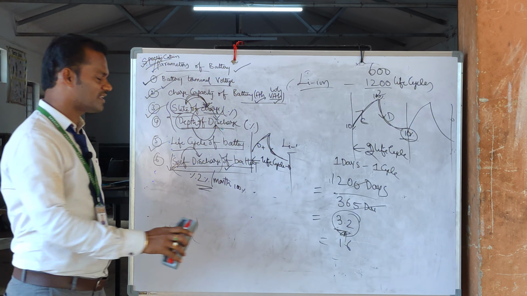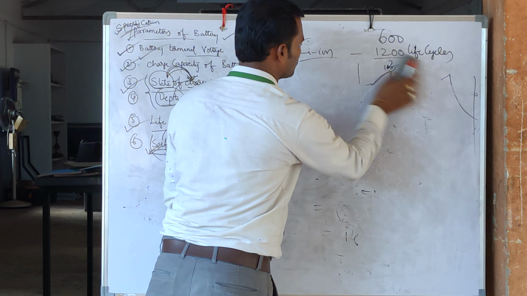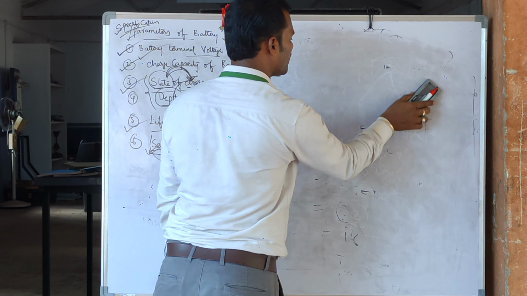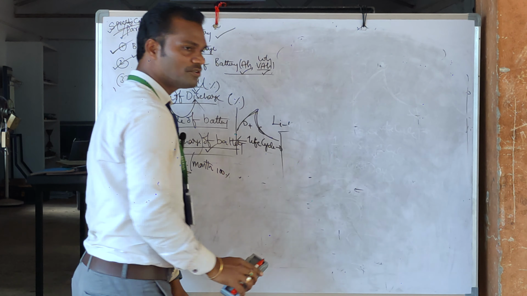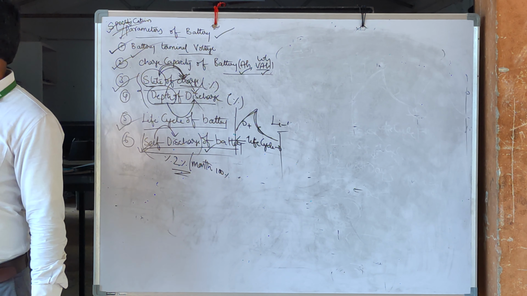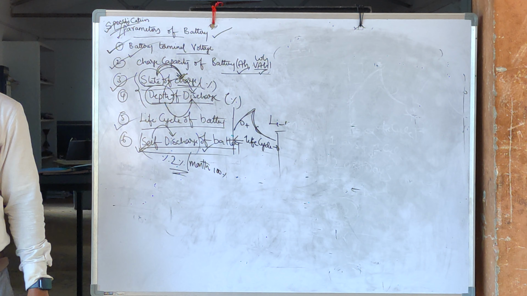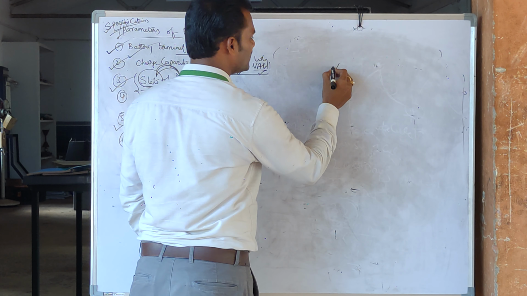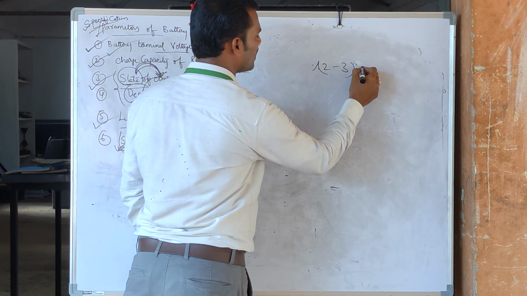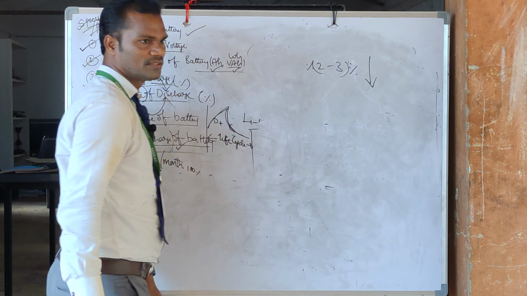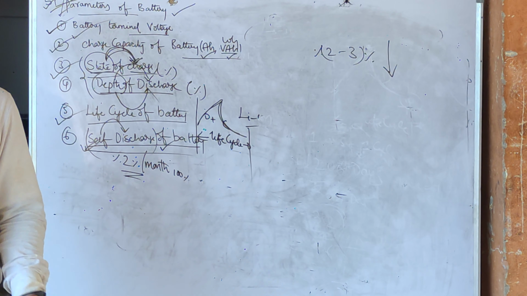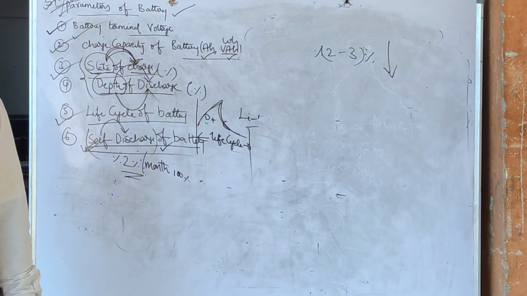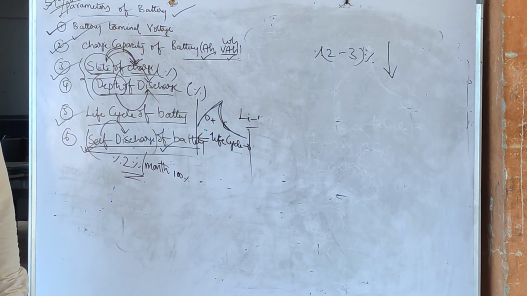The name itself is saying self-discharge. If a mobile phone or a battery is not used for a longer time, automatically what will happen? Around 2 to 3 percentage of the battery will be discharged. Why is it discharging? Due to temperature changes or due to its internal chemistry, it can discharge on its own.